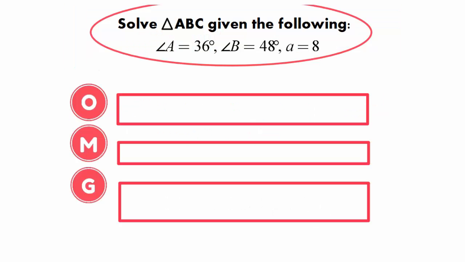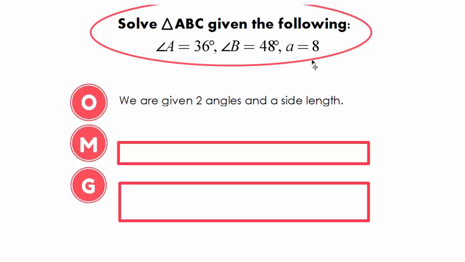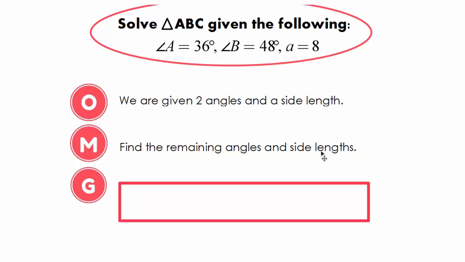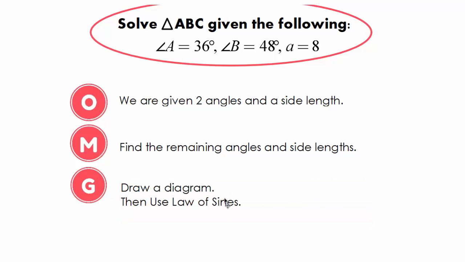So here's the first problem. It says to solve triangle ABC given the following. We're given 2 angles and a side length. That's going to help us when we start solving. When it asks us to solve a triangle, it means to find all the remaining lengths and angles. Our game plan is going to be to draw a diagram, because it's really easy when we can see what's going on visually, and then use the law of sines.